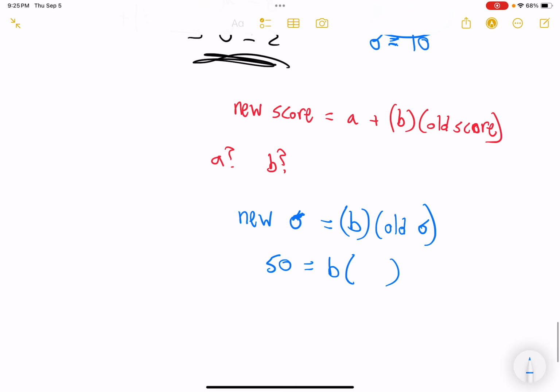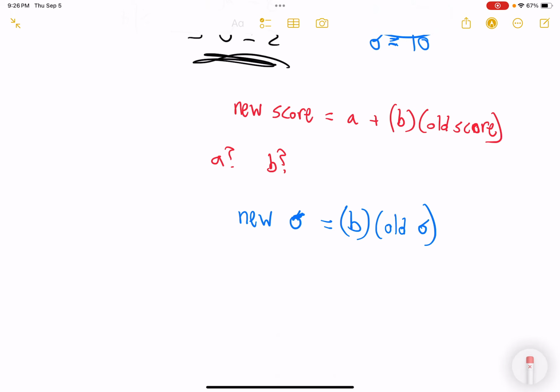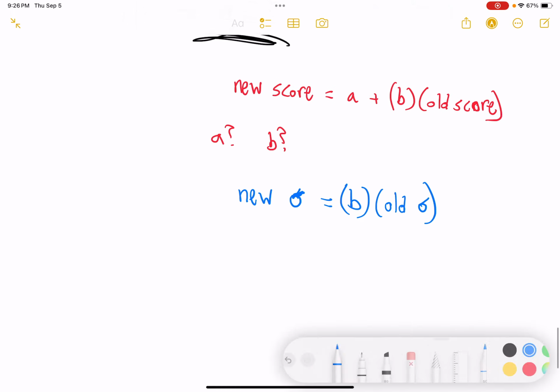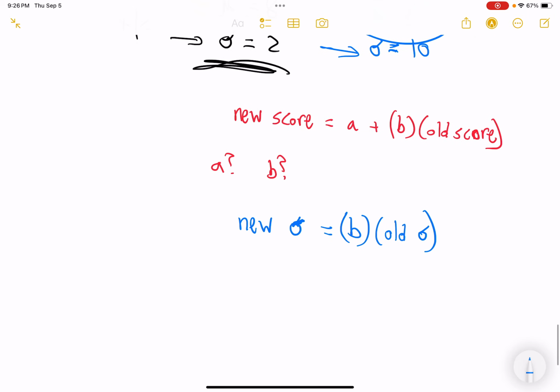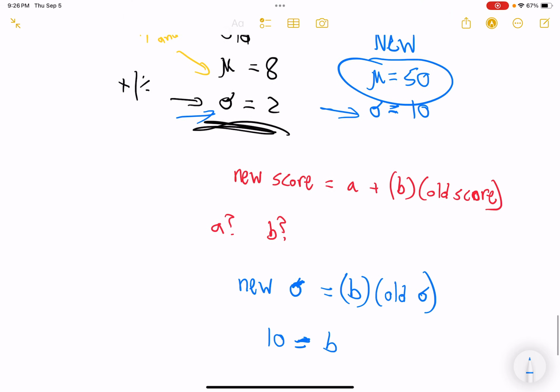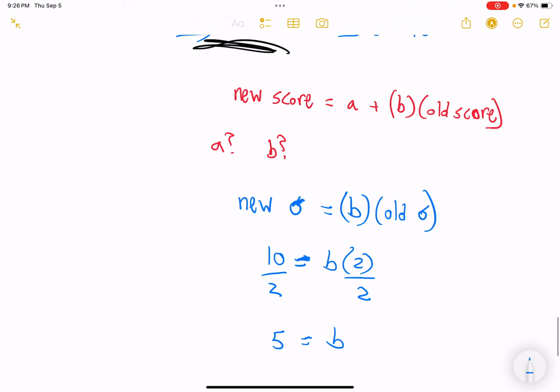Oh, sorry, my goodness, I just used the mean as the standard deviation. I hope you were shouting at me, Mr. Mays, no, a terrible mistake you've made. And indeed I have. Let's try again. Our new standard deviation is 10, so 10 equals B times our old standard deviation, 2. And then we will divide by 2 on both sides, and we will find that B is equal to 5. Wonderful. So we found B.